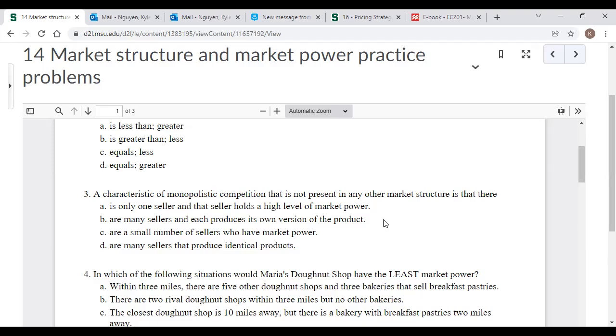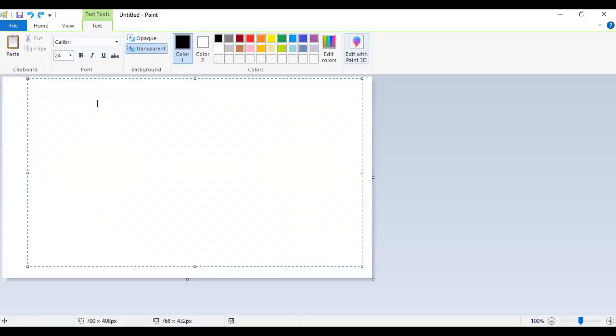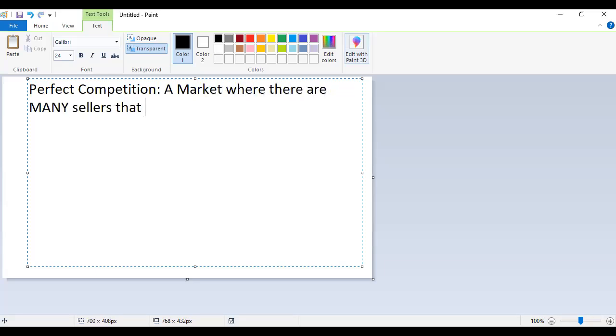D, are many sellers that produce identical products. This is actually perfect competition. And I didn't get to do this in the last group because we're running low on time. But perfect competition is a market where there are many sellers that sell identical products. That's what a perfect competition market is.